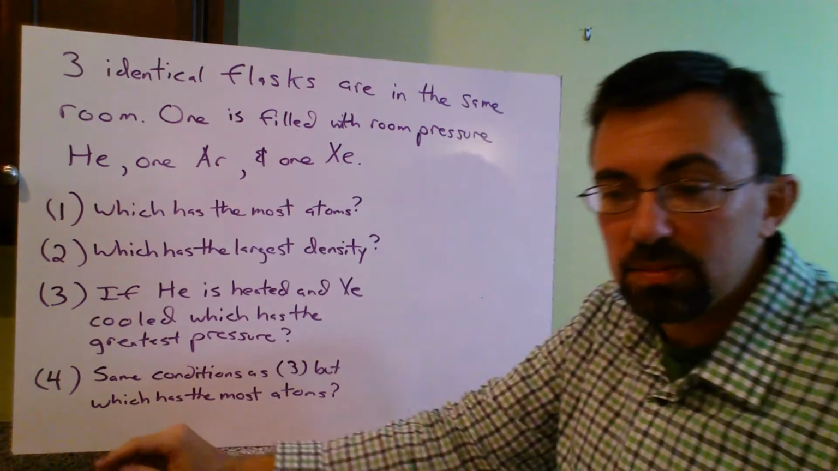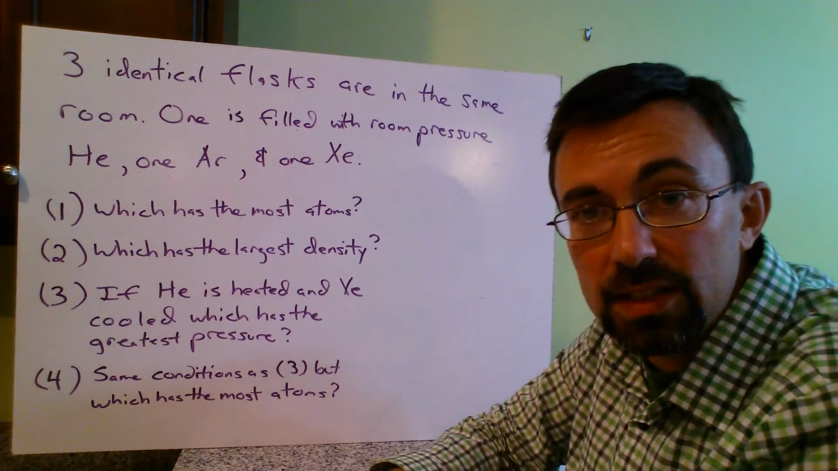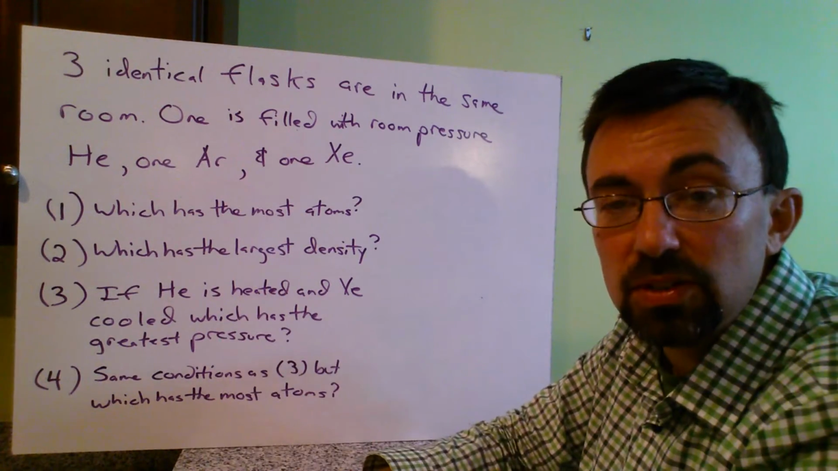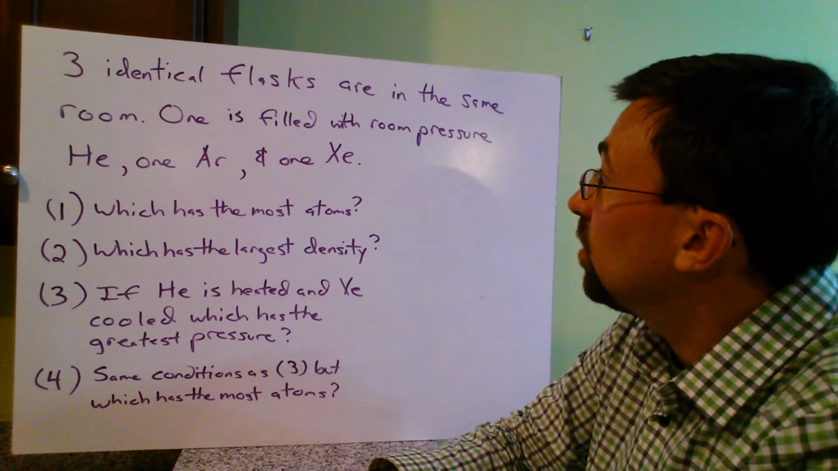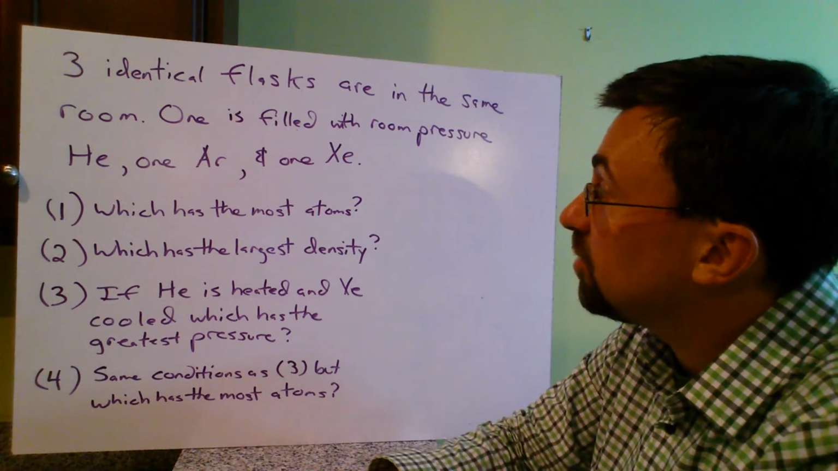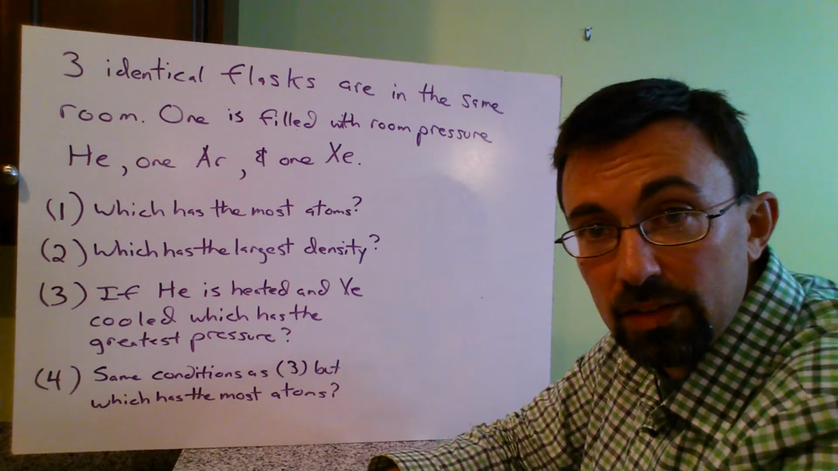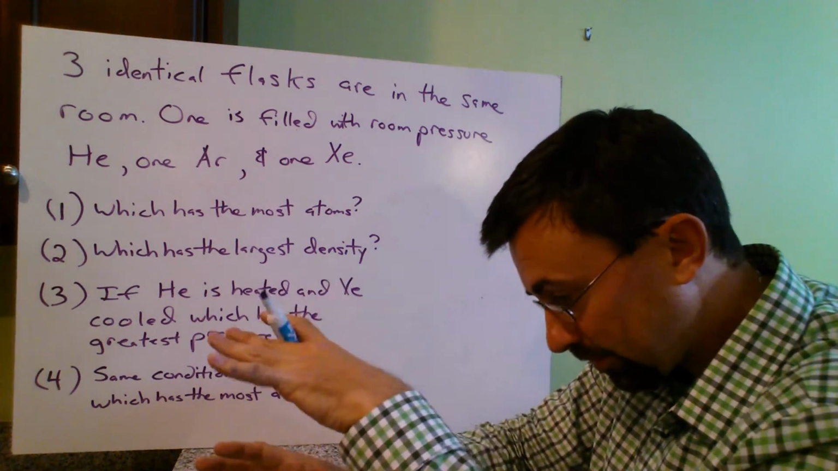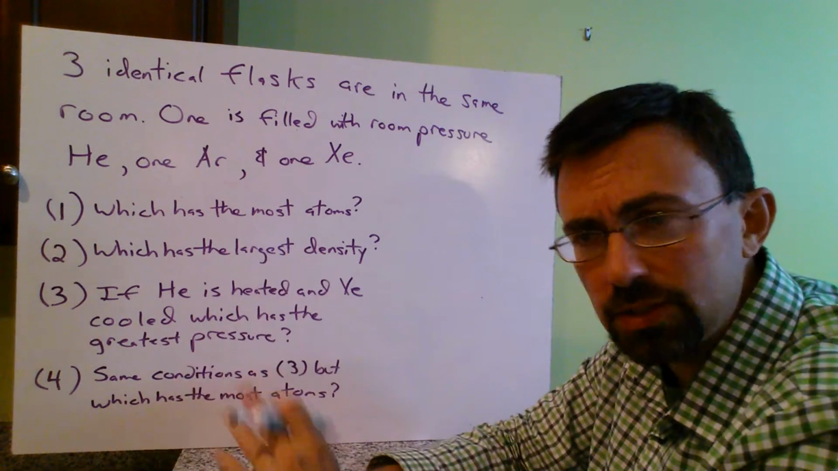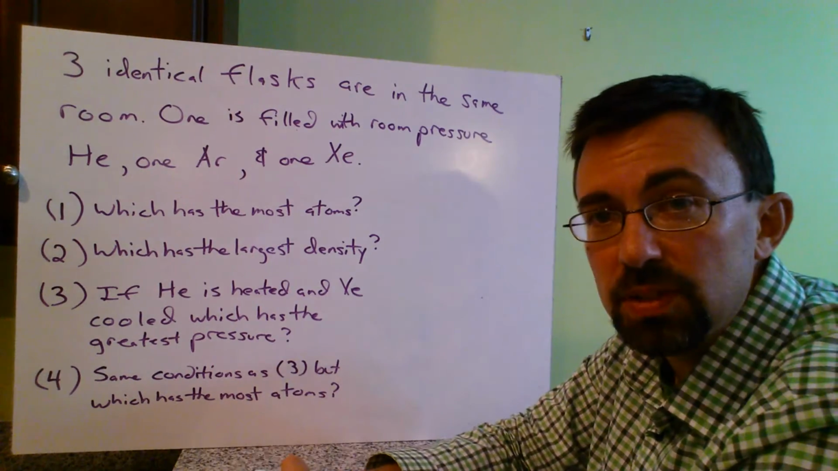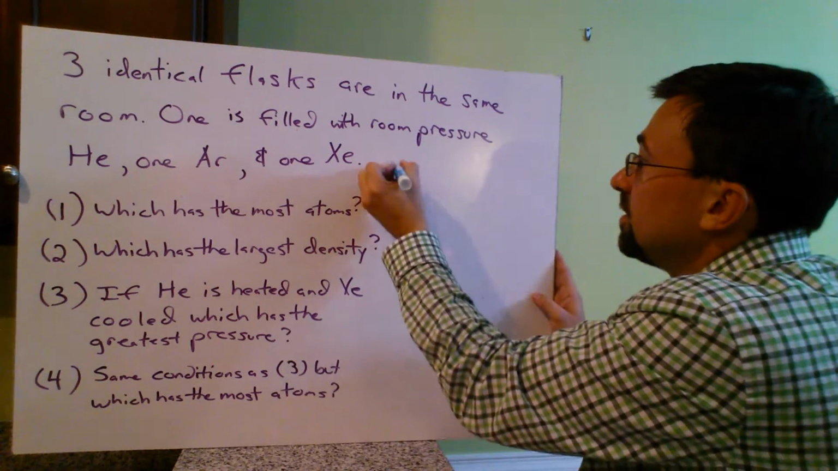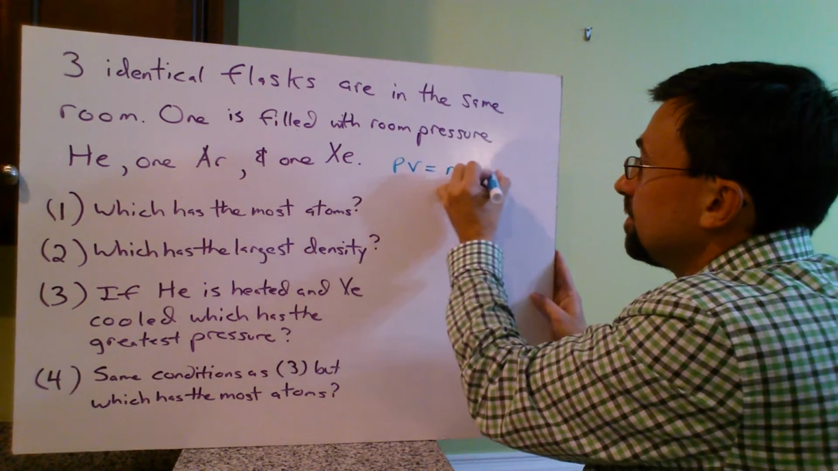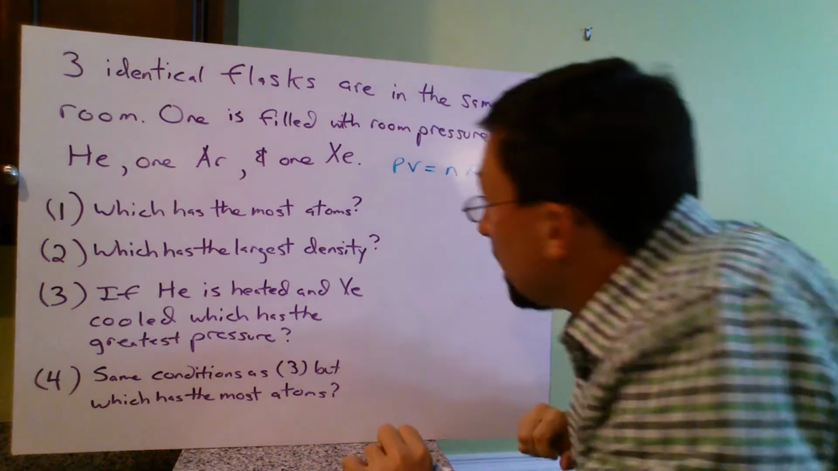Okay, let's do a concept check real quick about what the ideal gas law really means. 3 identical flasks are in a room. One of them we fill with helium, one we fill with argon, one we fill with xenon, and they're all filled at room pressure, so same pressure. My question is, which one of those has the most atoms in it? And as always, everything boils back to this. Pun intended there.